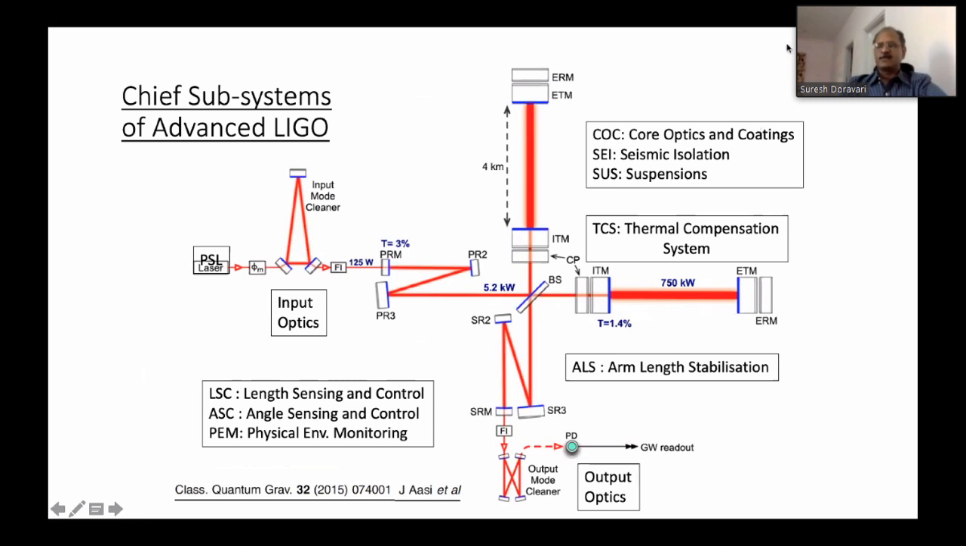So we have various sections of the interferometer. Here I have mentioned what we call subsystems. There's a core optic subsystem, which worries about all the various optics and how to get them ready. Some of these exquisite optics are some of the world's best, and it's not easy to make them. So one has to be very careful about how they are machined, how they're polished.